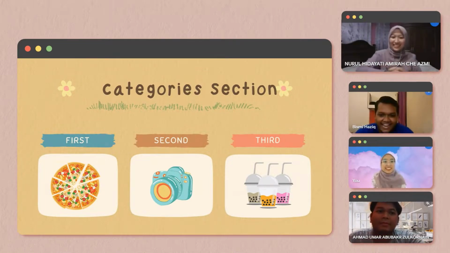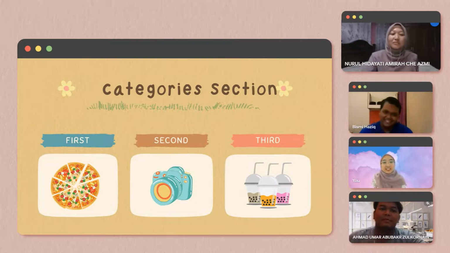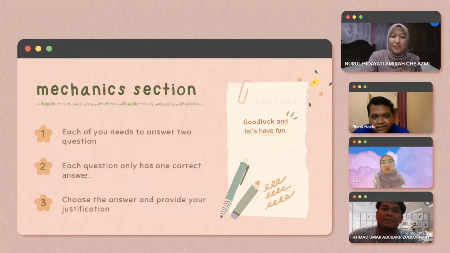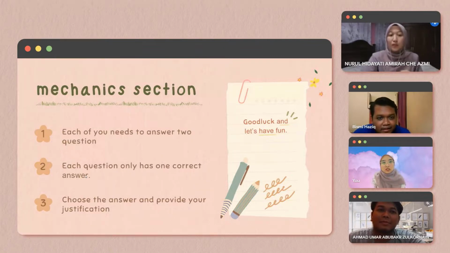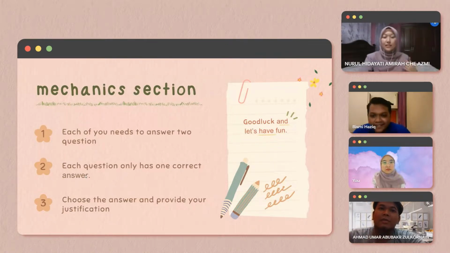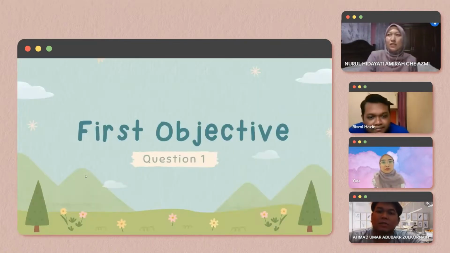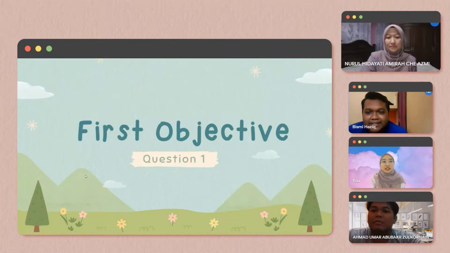The rules for this quiz are that each of you needs to answer 2 questions. Each question only has 1 correct answer, and you choose the answer and provide a justification. Just answer it in Google Meet. Okay, the first objective, which rules do we apply? The first objective we learned today. Addition rule.